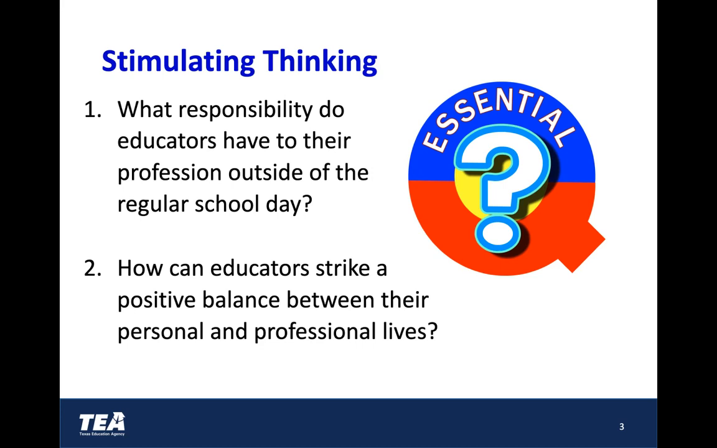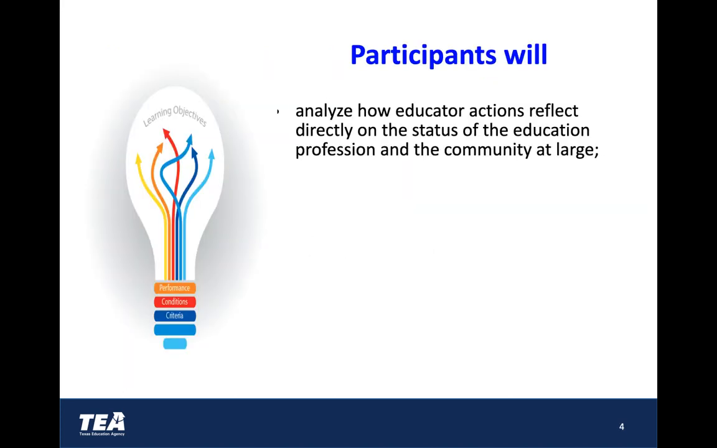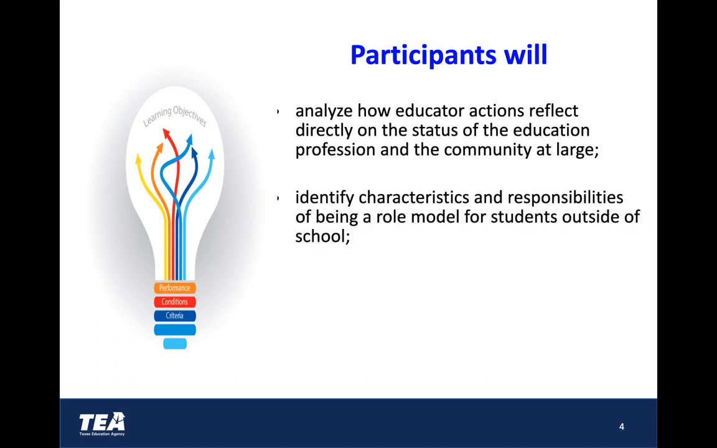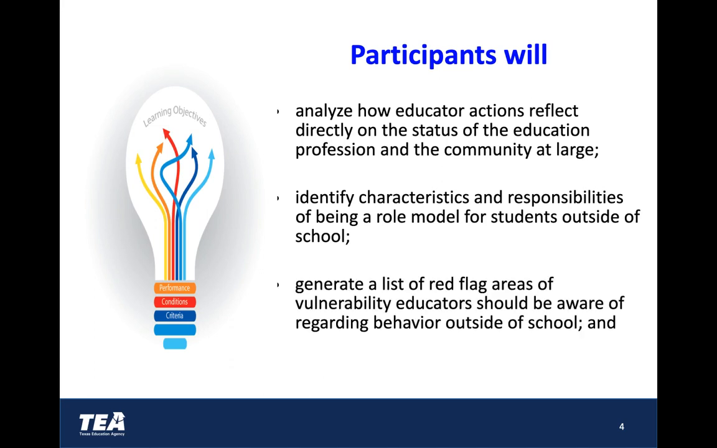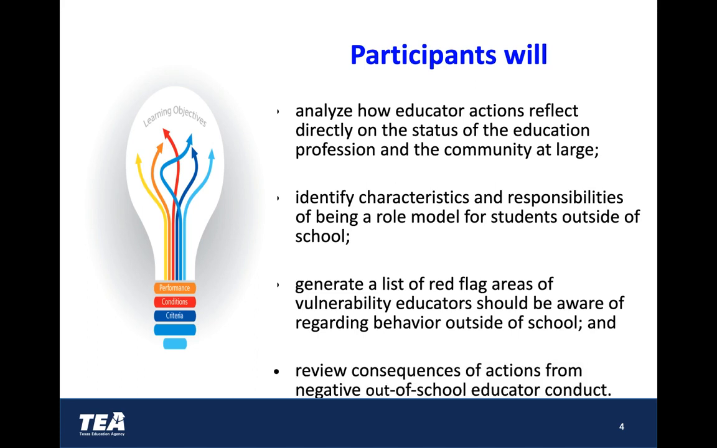As we prepare to begin our training session, these are the overarching essential questions that we will conceptualize today. Our learning objectives for this module include: analyze how educator actions reflect directly on the status of the education profession and the community at large, identify characteristics and responsibilities of being a role model for students outside of school, generate a list of red flag areas of vulnerability educators should be aware of regarding behavior outside of school, and review consequences of actions from negative out of school educator conduct.